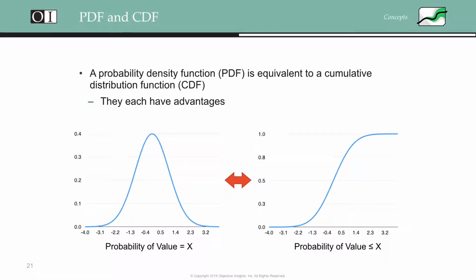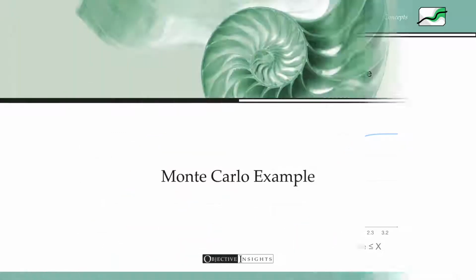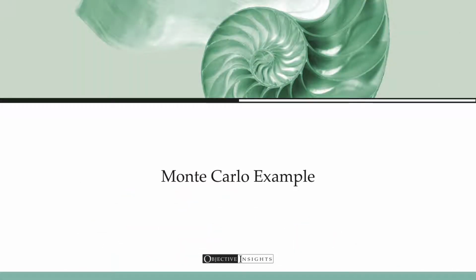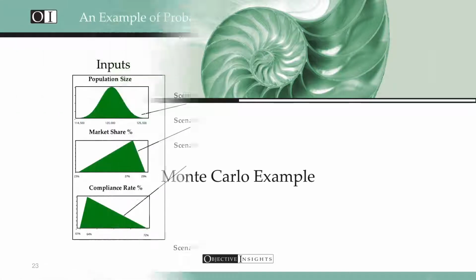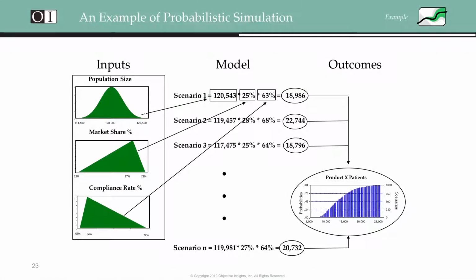So let's go through a very basic example here. Here we have three inputs for a forecast model. We have the population size, the market share, and the compliance rate. And you can see that each one of those is a distribution. The two bottom ones are skewed triangular distributions. The top one is a bell curve, a normal distribution. And what we do with the Monte Carlo simulation is we sample each distribution once.